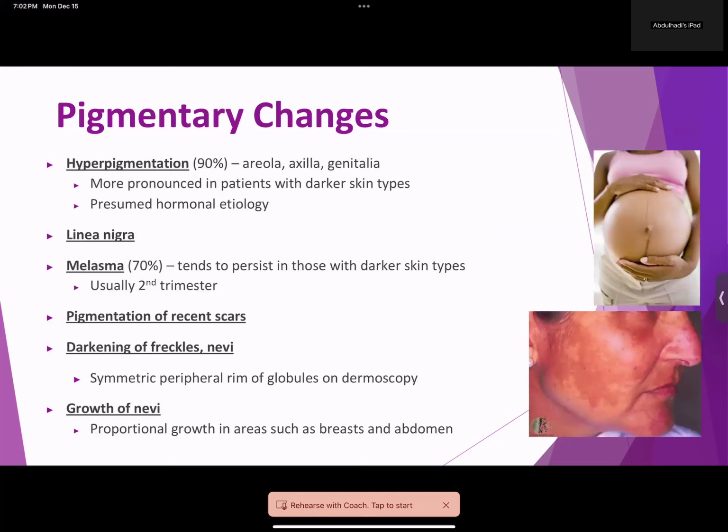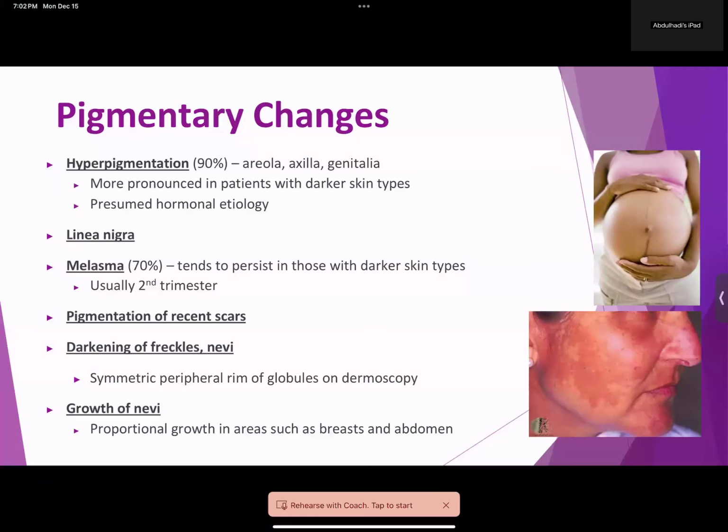So what are the normal changes? In pregnancy, usually hyperpigmentation in most ethnicities, especially our Middle Eastern and Southeast Asians. The darker, the higher the risk of hyperpigmentation. It can be in the axilla, genitalia, around the nipple. We have this black line in the abdomen that is called linea nigra. The mask of pregnancy or melasma also tends to get darker during pregnancy.